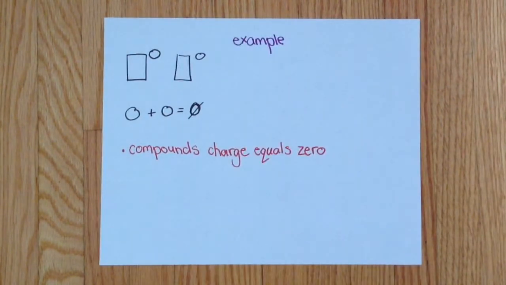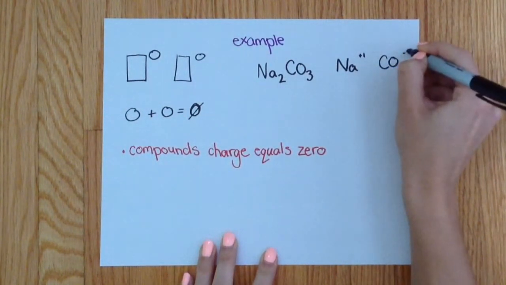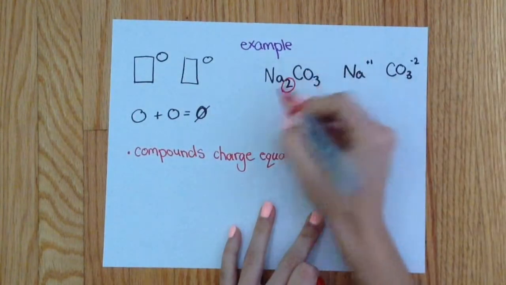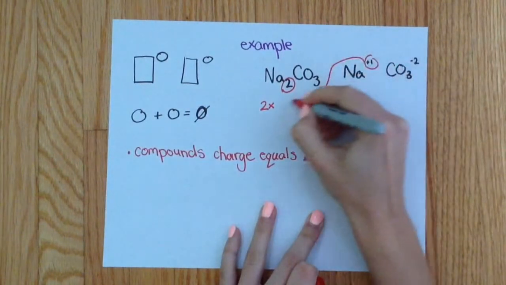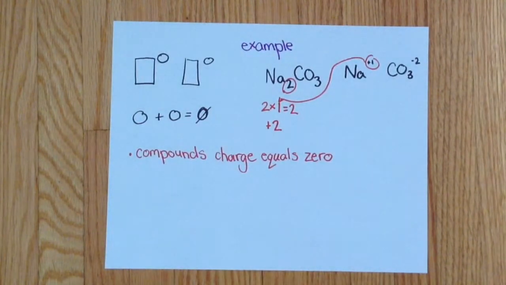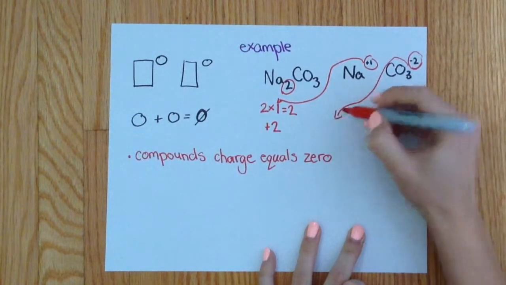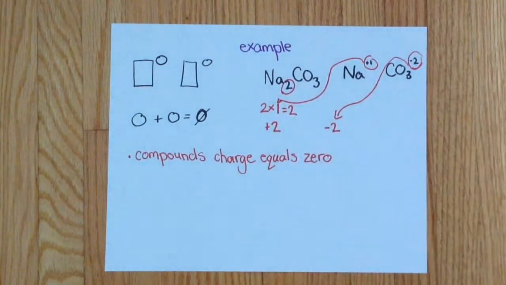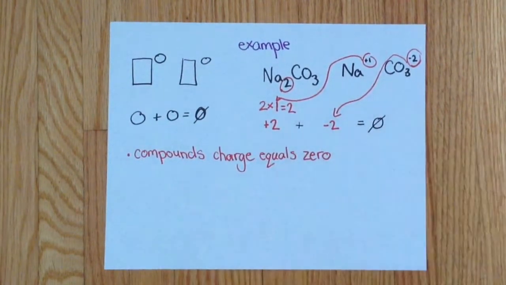For an example, you have Na2CO3, which is sodium, which has a positive 1 charge, and carbonate, which has a negative 2 charge. As you can tell, there are 2 sodiums, which means you have to multiply the charge, which is positive 1, by 2, which gives you a positive 2 charge. And then your carbonate ion has a negative 2 charge. So when you add the positive 2 charge and the negative 2 charge together, you get a charge of 0. This follows the relationship that I have noticed between the oxidation numbers and the chemical formula.